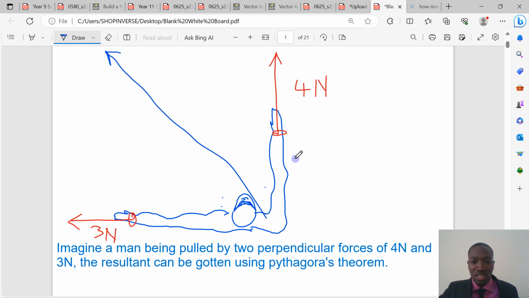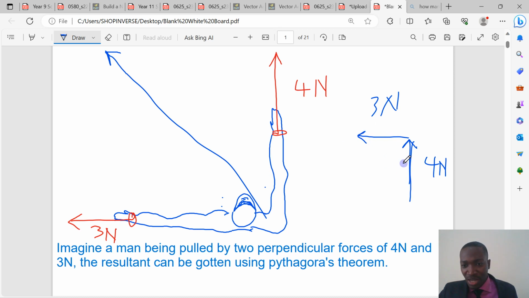And to get that correctly, we imagine this force of 4 Newton to be this way. Just keep your eyes on this. This will be the force of 4 Newton. Then the 3 Newton force, we can just put it up here. Then the resultant will just be this third force that acts along this part.